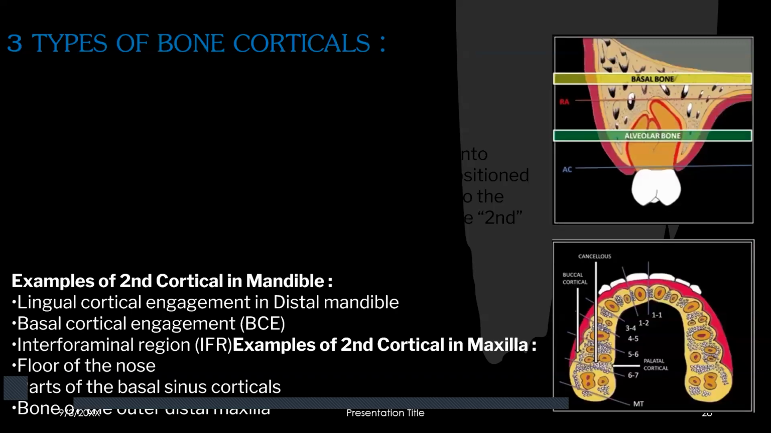So there are basically three types of cortical: the first cortical, the second cortical, and the third cortical. The color has become dark. Okay, now let's see what is there.